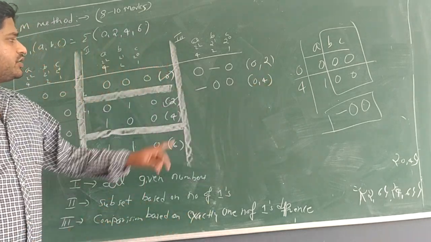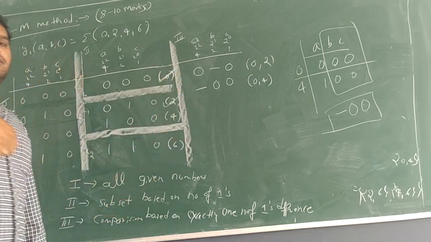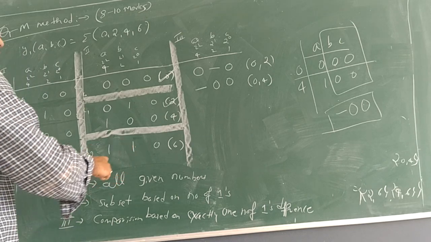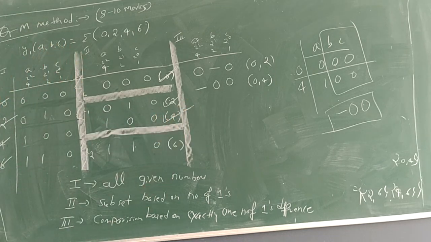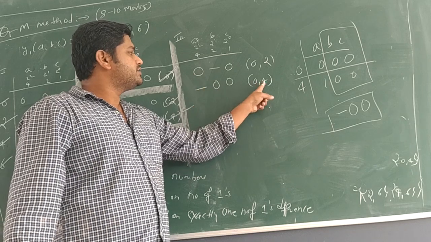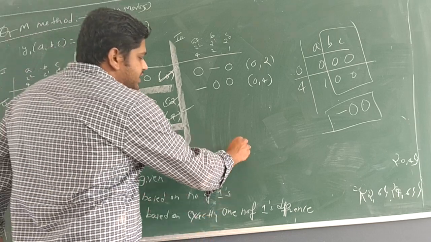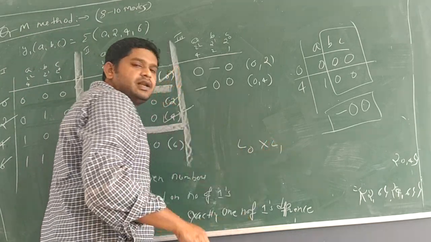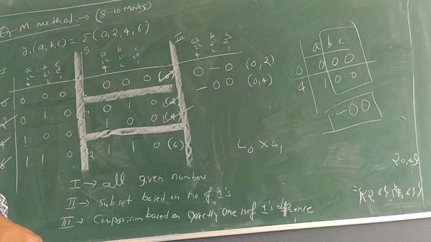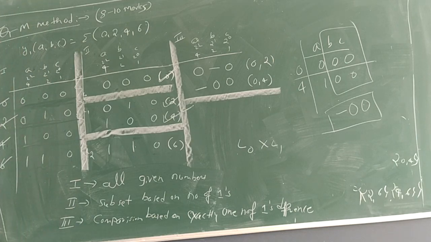0 is already pass marked, so no need to pass mark again. 4 is now selected. So now what is the group? Group 0, 2 and 0, 4. Now the comparison is done between L0 with L1. So one level of substitution is completed. So I will put a thick line for differencing.